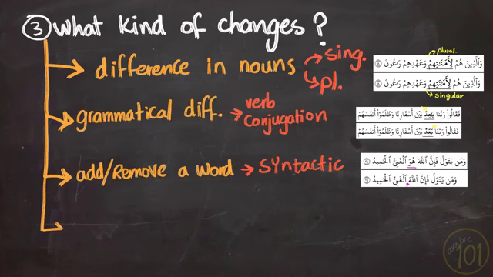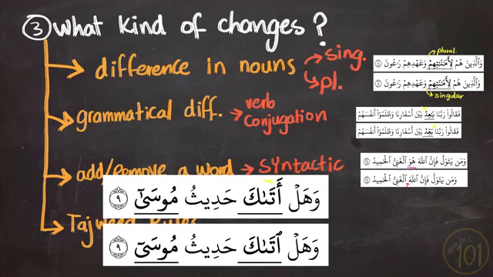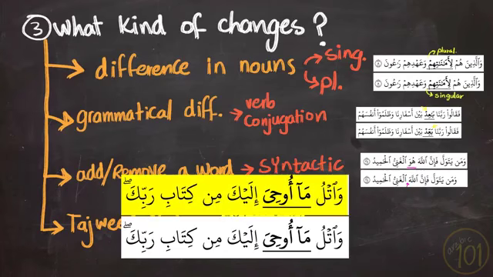Last is some differences in the application of the tajweed rules, like in this example. وَهَلْ أَتَاكَ حَدِيثُ مُوسَى، وَهَلْ أَتَاكَ حَدِيثُ مُوسَى. Another example. وَاتْلُ مَا أُوحِيَ إِلَيْكَ مِنْ كِتَابِ رَبِّكَ، وَاتْلُ مَا أُوحِيَ إِلَيْكَ مِنْ كِتَابِ رَبِّكَ.